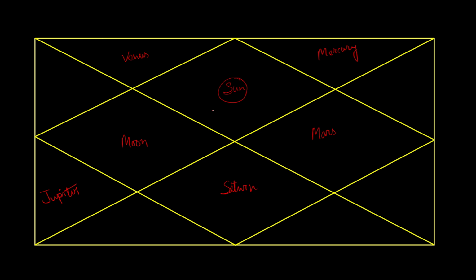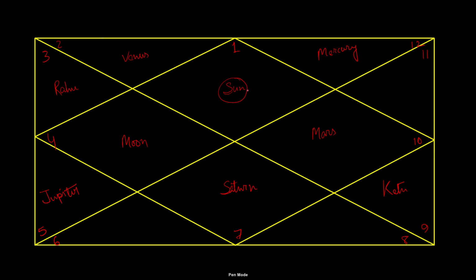So these are the 7 main planets, and we have 2 shadow planets. Suppose we have Rahu sitting here in the 3rd house and Ketu in the 9th house. Why am I saying 3rd house and 9th house? Because this is the 1st house, this is the 2nd house, 3rd, 4th, 5th, 6th, 7th, 8th, 9th, 10th, 11th, and 12th. These are the different houses.